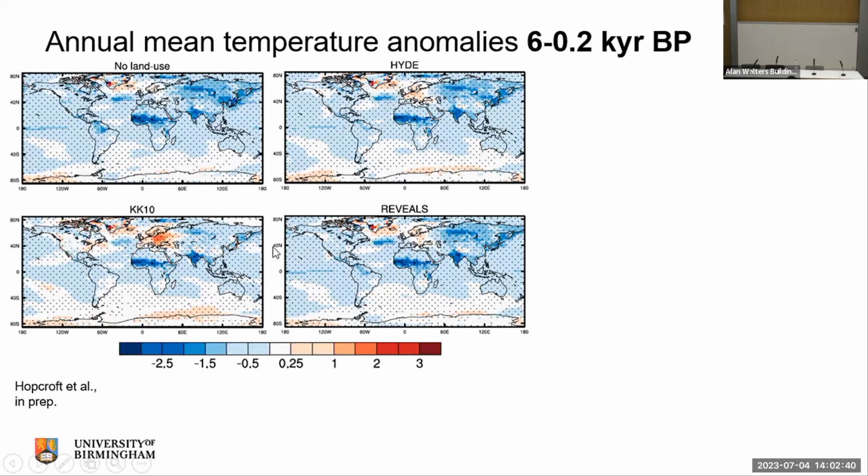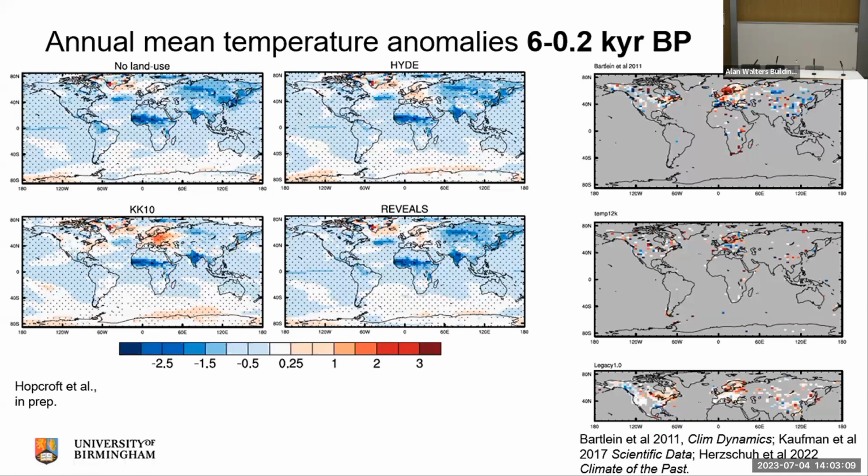And what you can see in all of those is that the main signal of land use is that instead of having a kind of cooler Europe 6,000 years ago, we end up in the annual mean with a warmer Europe, especially in this KK10. So potentially it reverses the sign of change. And I think regionally it could contribute to some of this disagreement about whether the Holocene was a cooling mode or a warming mode in terms of the annual mean temperatures.